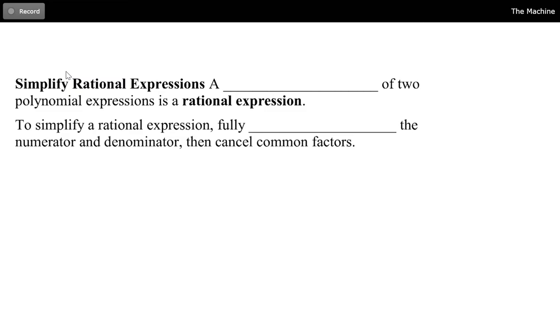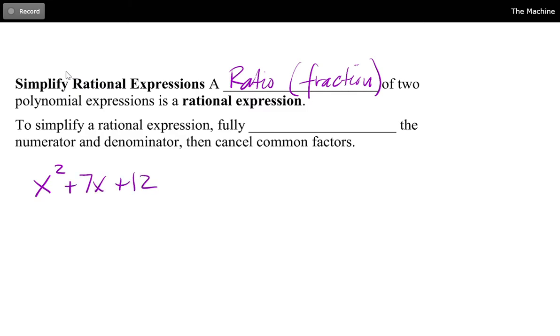So let's talk about rational expressions first. What is a rational expression? A rational expression is a ratio, or maybe a fraction, if you like that better, of two polynomial expressions. What is that? Well, it's something like this. So x squared plus 7x plus 12 divided by x squared minus x minus 20. That would be an example of a rational expression.